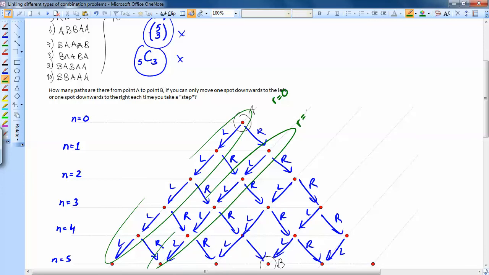So every point in this second green row had 1 right turn involved. No matter how I got to those points, I only took 1 right turn. In this one, I'd take 2 right turns. This one, I'd take 3 right turns, 4 right turns, and so on.